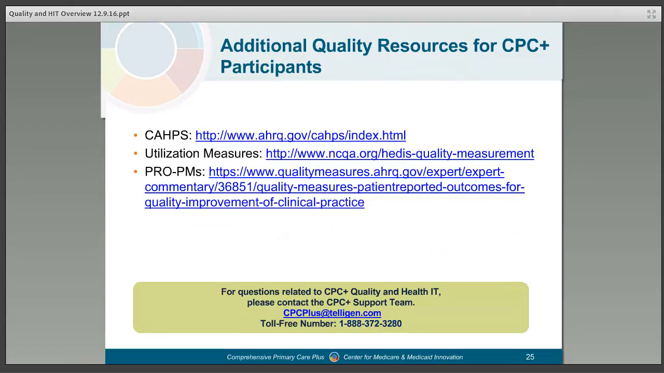So here are some additional resources related to CAPS, utilization measures, and the patient-reported outcome performance measures. And we think these will be useful for your practice as you seek to understand these various quality measures, and we're always available for questions also.